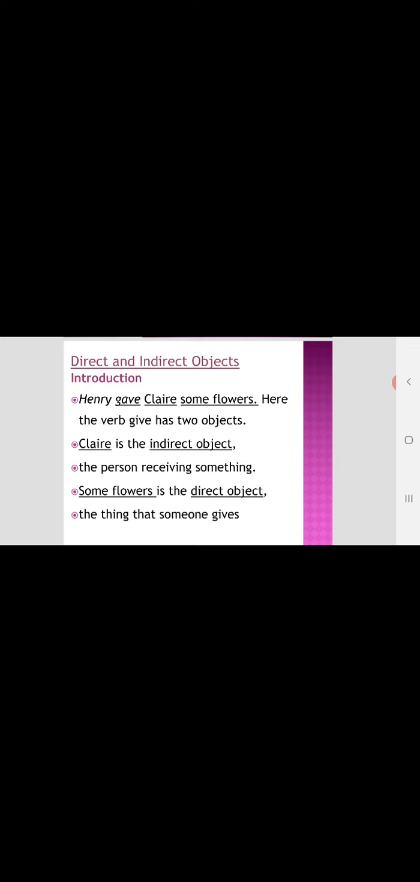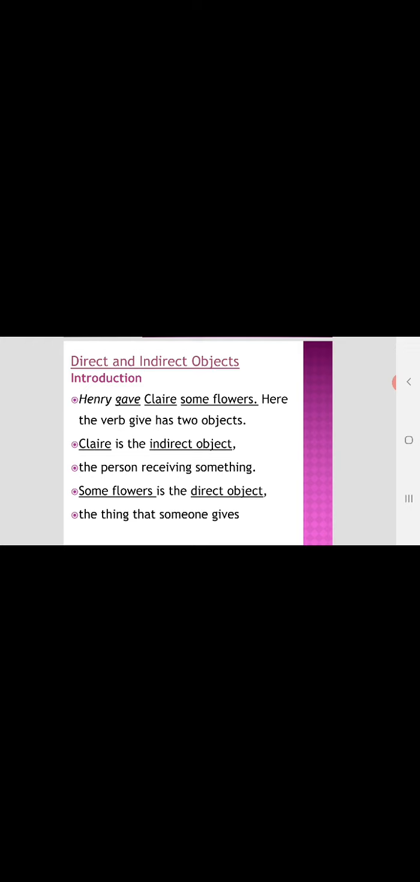The direct object is the thing that someone gives, and the indirect object is the person who receives something. So in this sentence, the direct object is at the end of the sentence. Claire is the indirect object, the person receiving something. Some flowers is the direct object, the thing that someone gives.